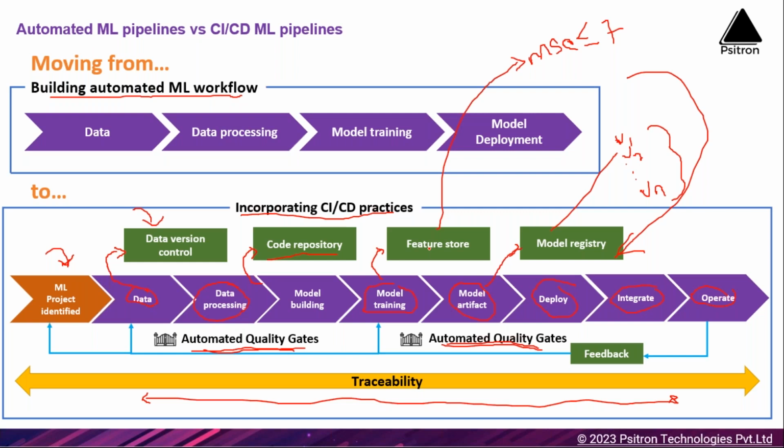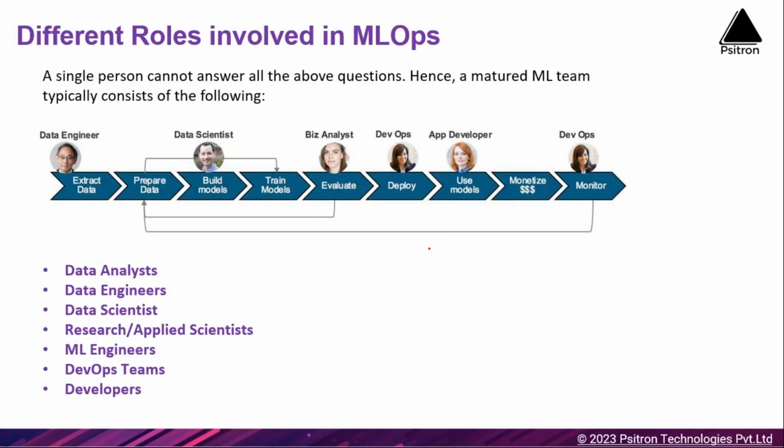Okay, so now we understand this, isn't it? Now you might ask a question, Sharad, I'm a data engineer, I'm a data scientist, I'm a DevOps engineer. Where will I fit in here, and what would I be doing specifically? So let's get started. Let's try to understand the different roles involved in MLOps.